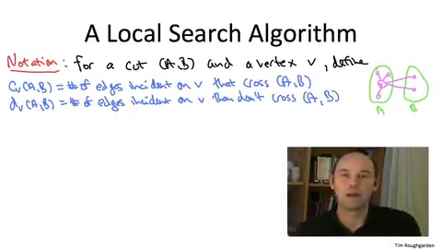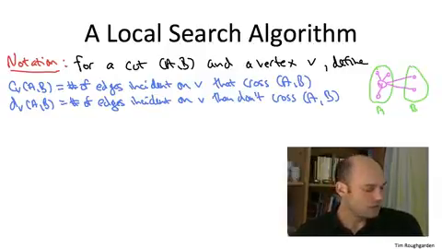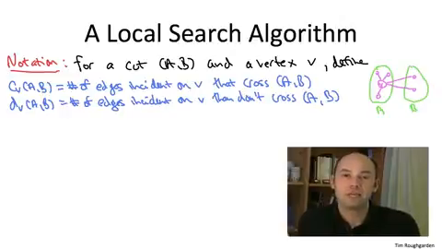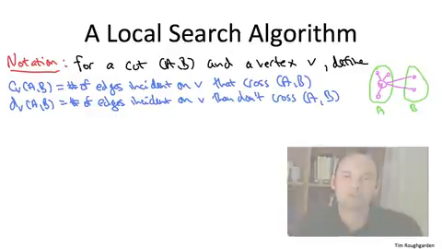In the graph on the right, I've shown you a vertex V. It has 5 incident edges. Now, some of these edges are crossing the cut. Some of the edges are not. So I'm going to use the notation C sub V of A,B to denote the number of V's incident edges that are crossing the cut, and D sub V of A,B to denote the number of edges which are not crossing the cut. So in the picture that I've drawn, C sub V would be equal to 2, D sub V would be equal to 3.